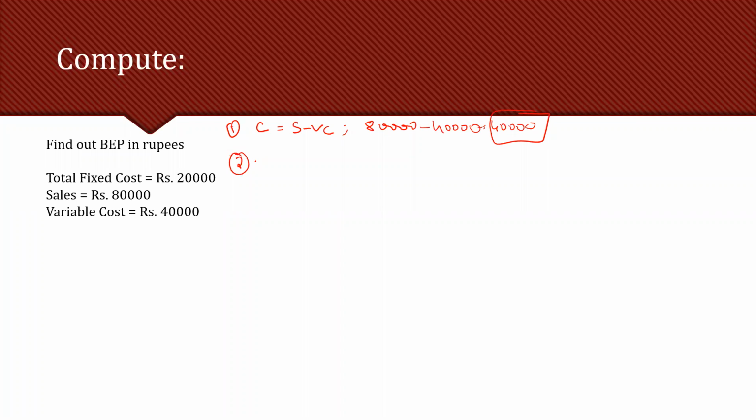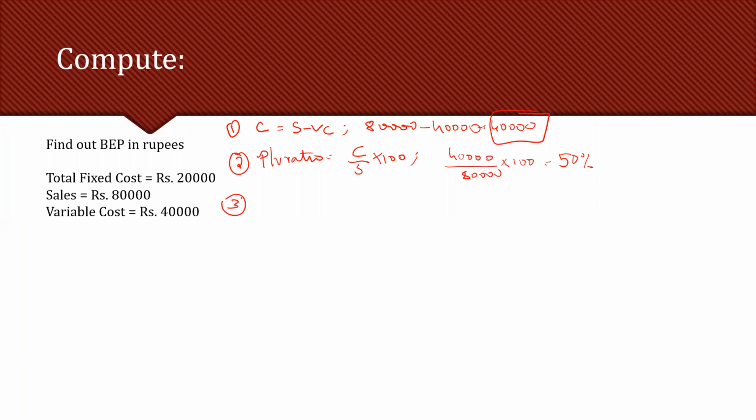Second one, you have to find out the PV ratio. Easy. How? Contribution by sales into 100. 40,000 is the contribution. Sales how much? 80,000, into 100. How much? 50%. 50% is the PV ratio.